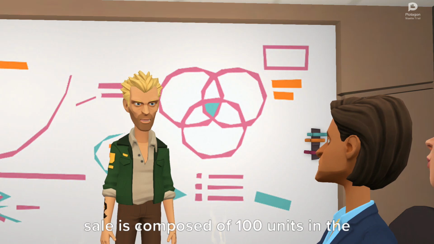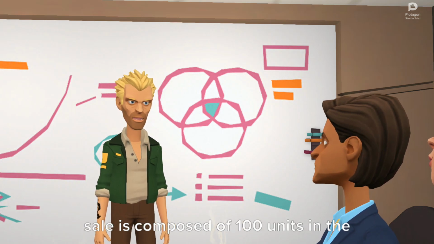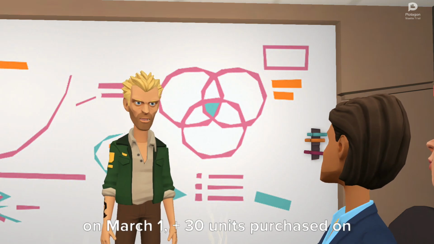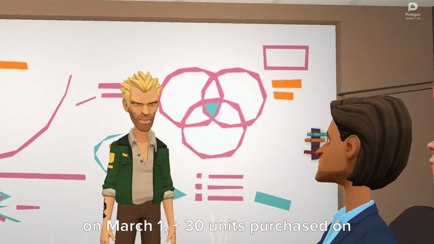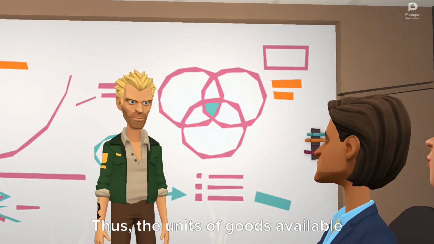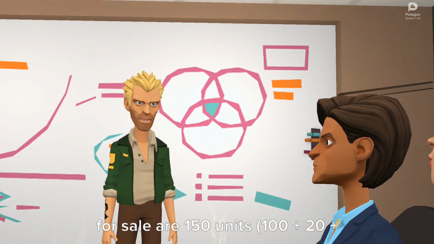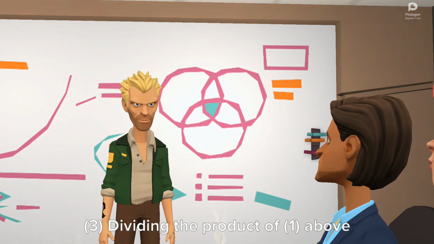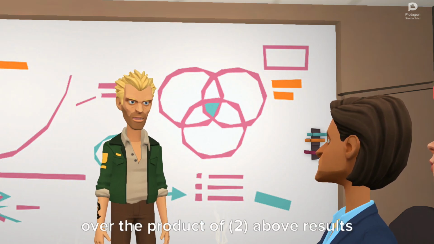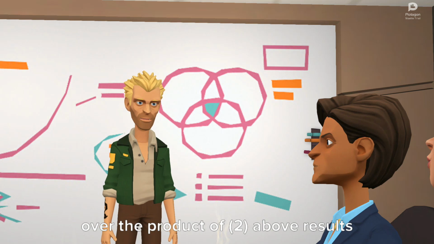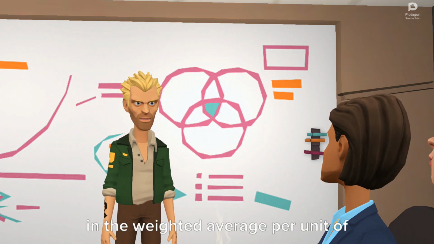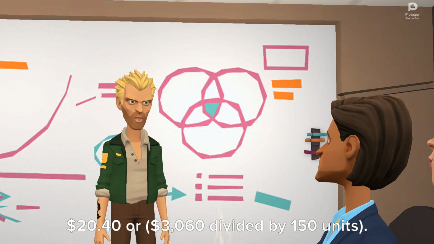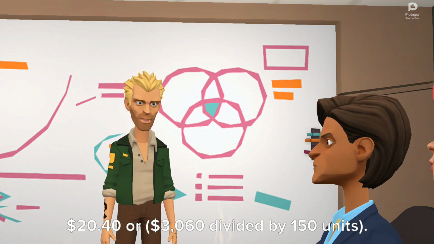2. The units of goods available for sale is composed of 100 units in the beginning inventory plus 20 units purchased on March 1st, plus 30 units purchased on June 1st. Thus, the units of goods available for sale are 150 units, 100 plus 20 plus 30. 3. Dividing the product of 1 above over the product of 2 above results in the weighted average per unit of $20.40 or $3,060 divided by 150 units.